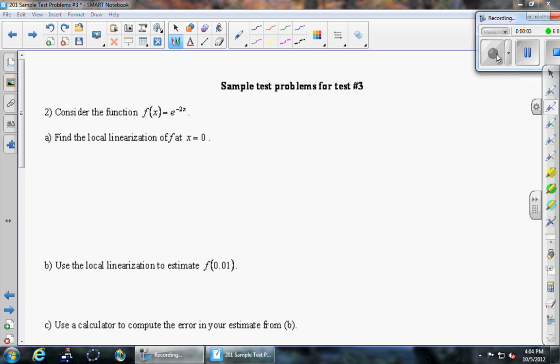This is problem number 2 on the sample test problems for test number 3. Consider the function f of x equals e to the negative 2x. A, find the local linearization of f at x equals 0.